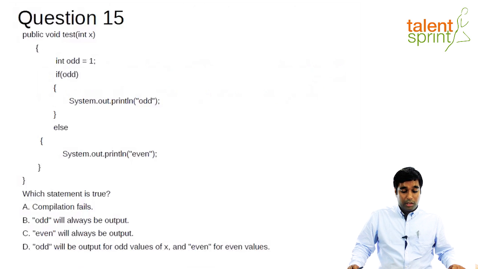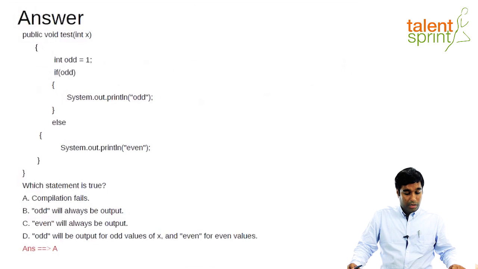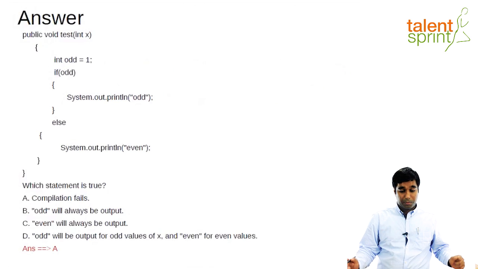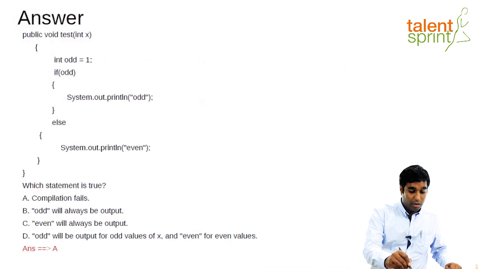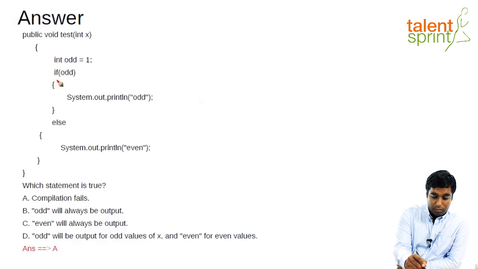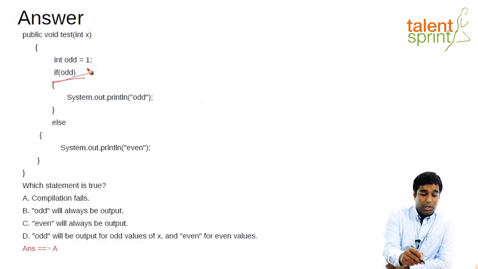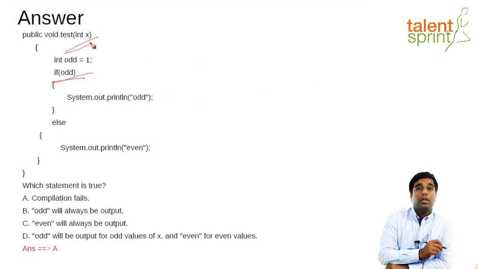So right now I'm going to display the answer for question number 15. The correct answer is A, compilation fails. Let me quickly explain why. It's pretty simple, as I showed you in the tip. If you see the statement here, if odd, the data type of odd is integer, correct?